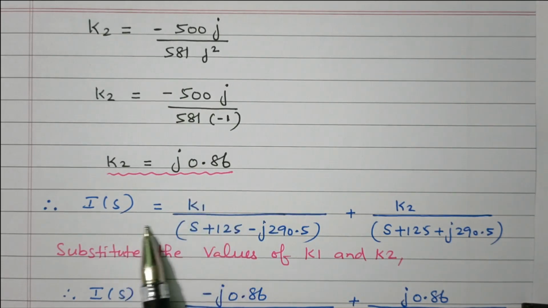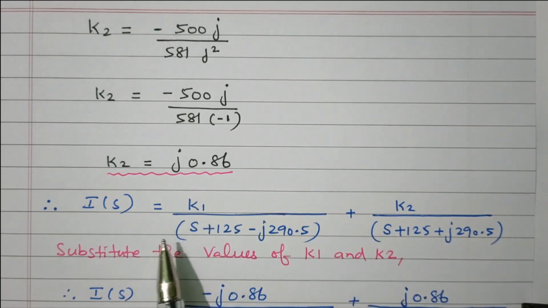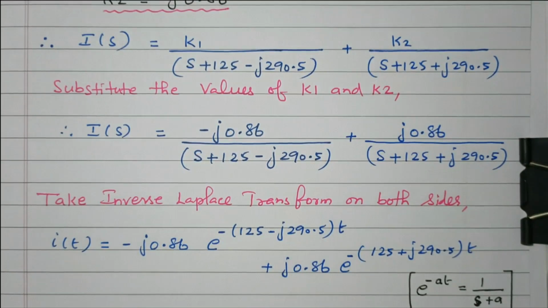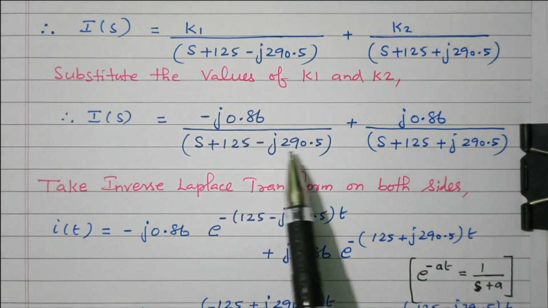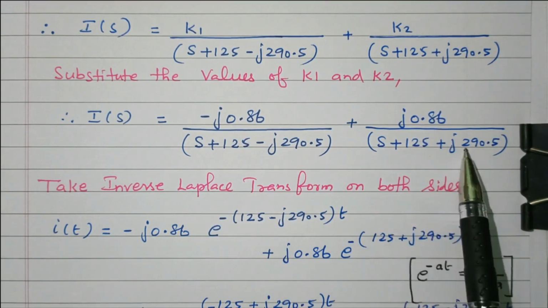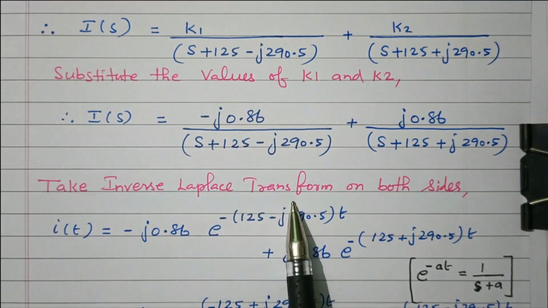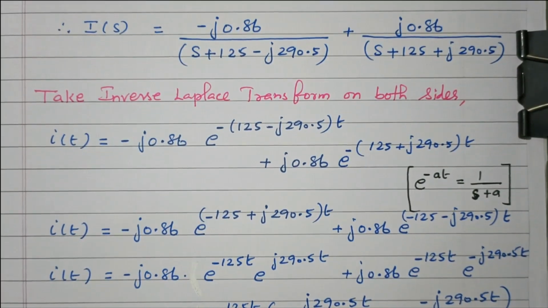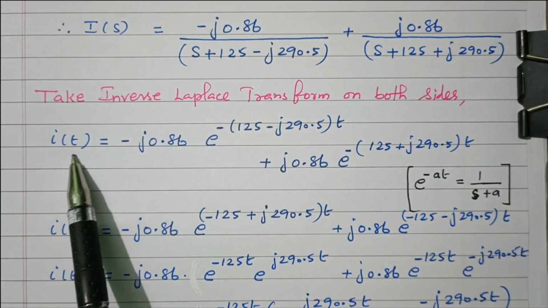So we can substitute this value. This is the equation we are using, the partial fraction technique, K1 by this term. Now we can substitute K1 and K2 values. So after substituting, what we got is minus J 0.86 divided by this term plus J 0.86 divided by this term. So by taking the inverse Laplace on both sides, we will get the transient current. That is our question. We need to find the transient current. So I of s, inverse Laplace of I of s is I of t.